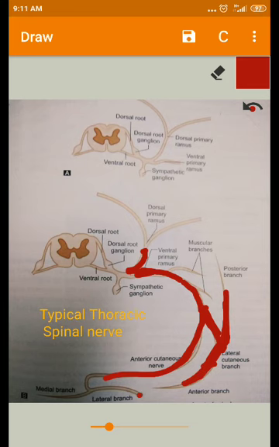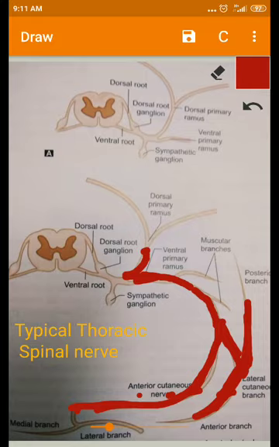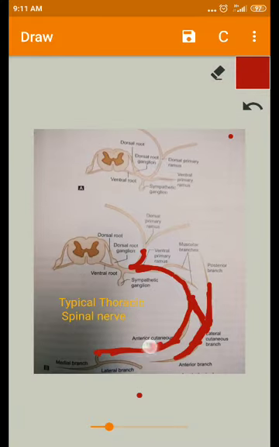This anterior cutaneous nerve, once it comes anteriorly, divides into 2 branches: one is the medial branch and the other is the lateral branch. This is the course of a typical thoracic spinal nerve. The same kind of things are exhibited by the intercostal nerves.